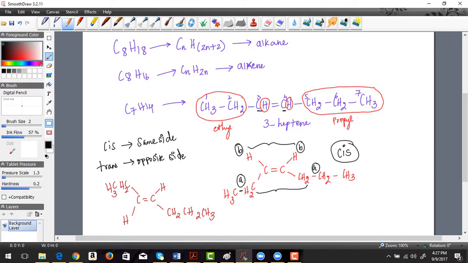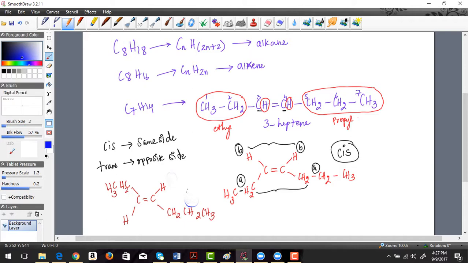Let me use blue, actually, that's better. Again, this is the smaller of the two, so this is B, and this is the bigger of the two, so this is A. Let me erase it so you can see what I have here later.